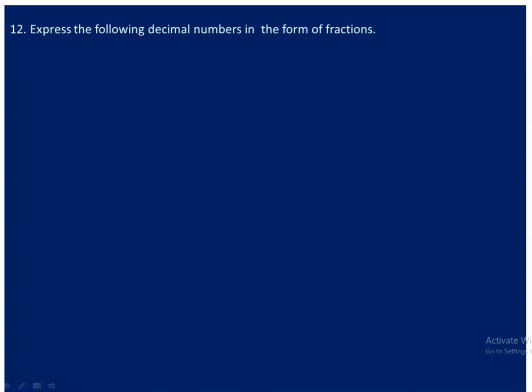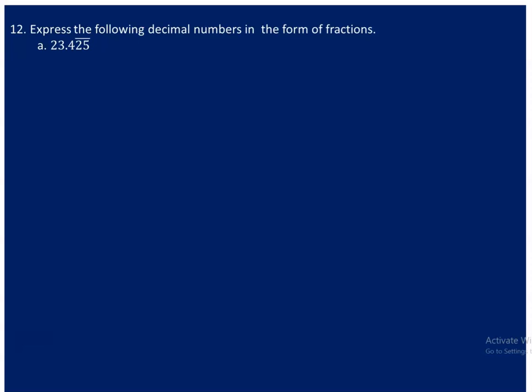Okay, dear students, now let's proceed to the next one. It says express the following decimal numbers in the form of fractions. So as usual, you will be given a certain decimal number, like 23.425. Here, the repeated digits are 2 and 5.